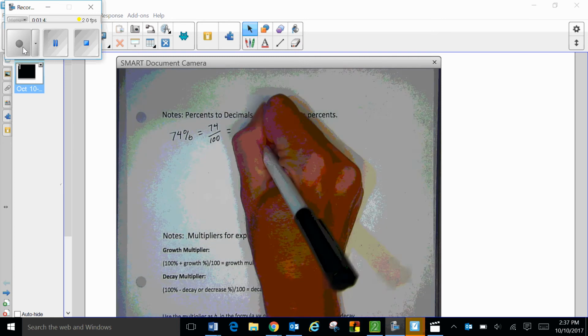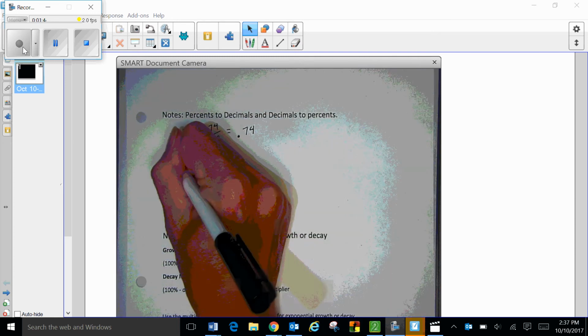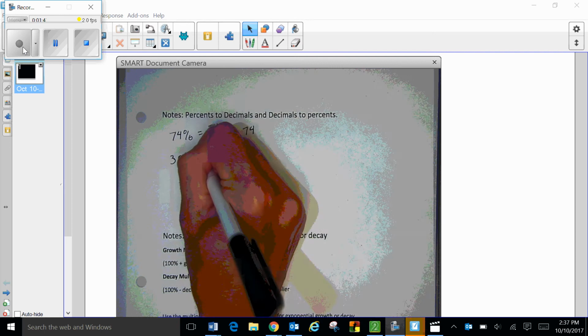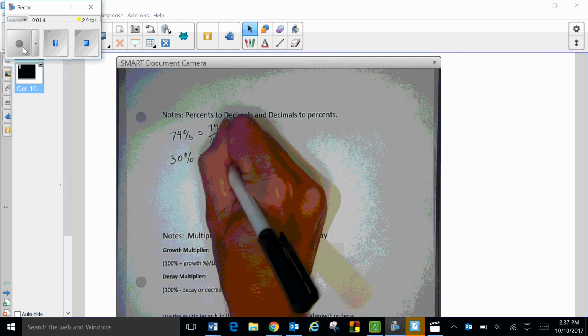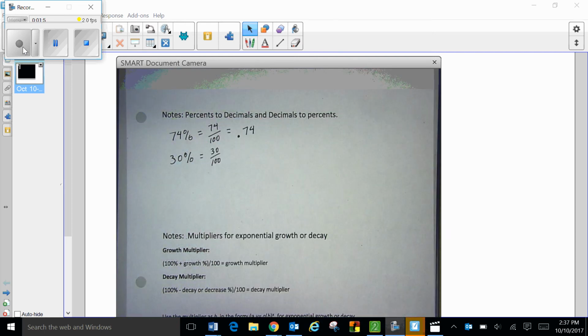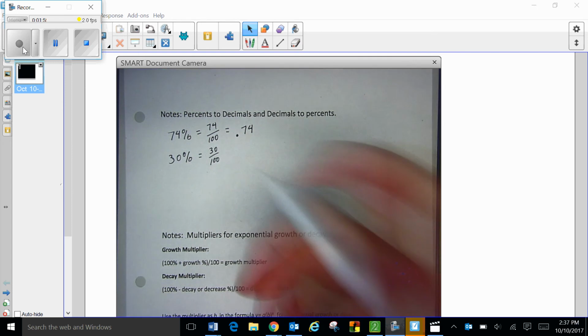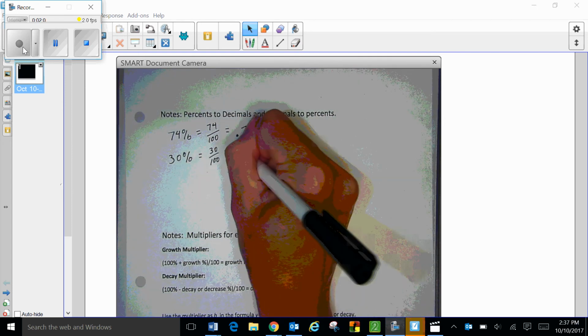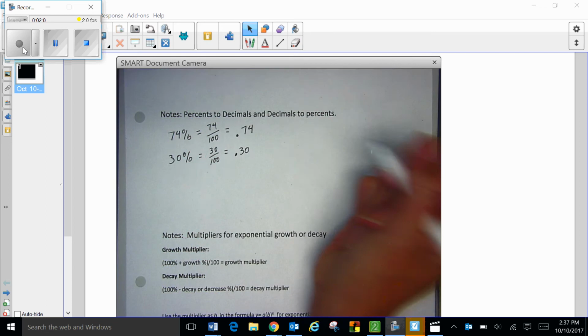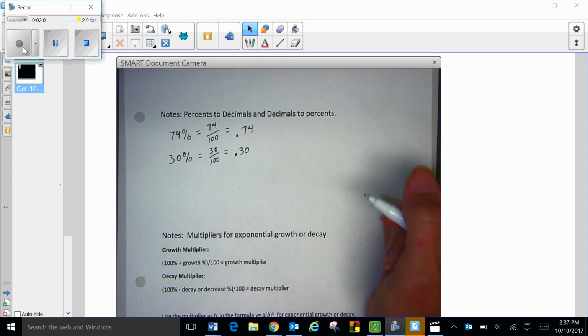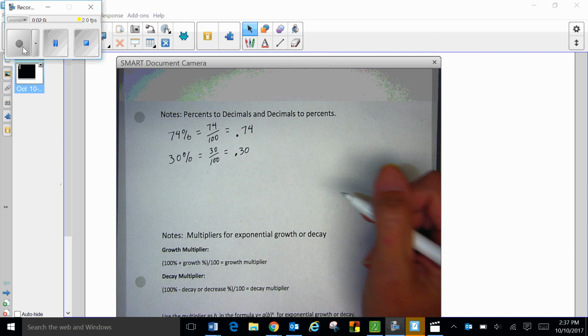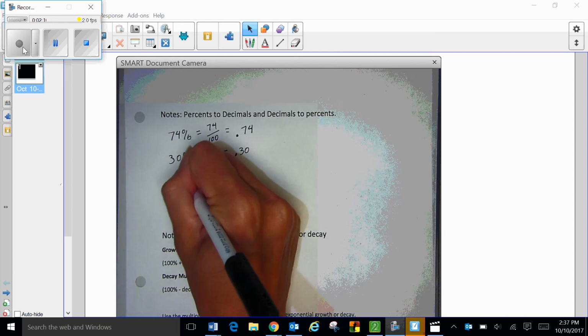Now, what if I have something along the lines of 30%? 30% is 30 over 100, and when I divide that on the calculator, I don't get 2 decimal places. I get 0.3. Not 0.30, although you can put the 0 there if you want it, but 0.3 is what the calculator is going to tell you. But that is 30%, as opposed to 3%.